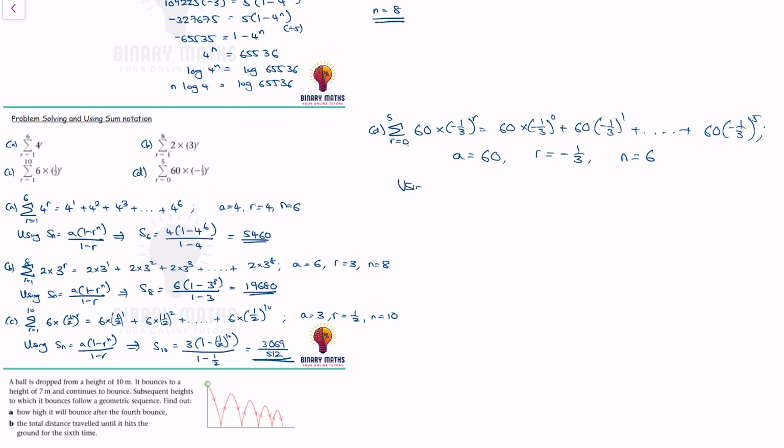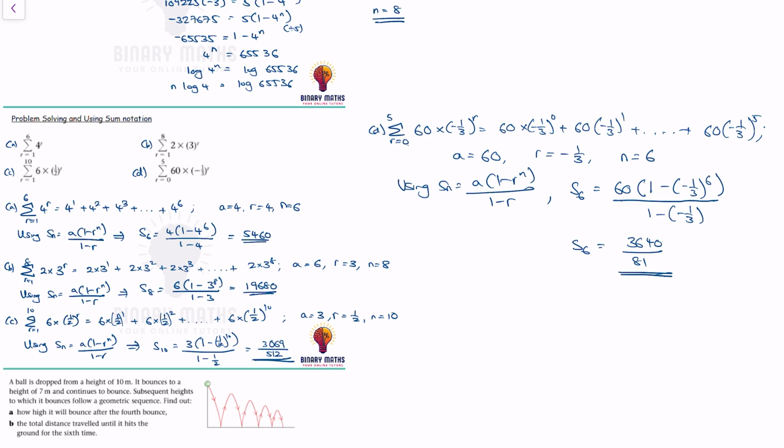So using S_n is equal to a times 1 minus r to the power of n over 1 minus r, I get S_6 is equal to 60 times 1 minus a third to the power of 6, all over 1 minus a third. Which means if I put this into my calculator, I get S_6 is equal to 3640 over 81.